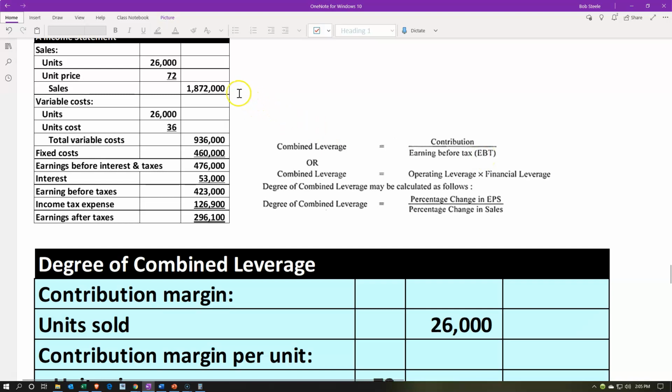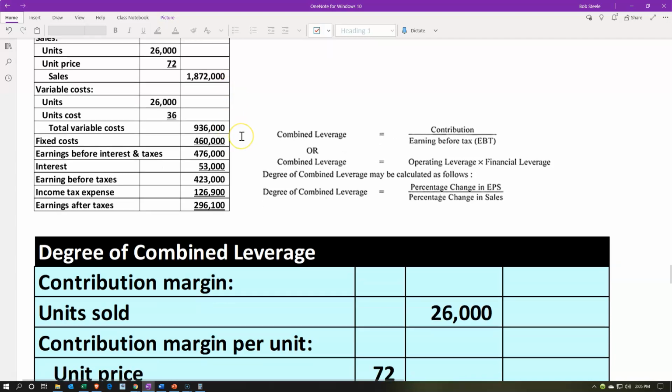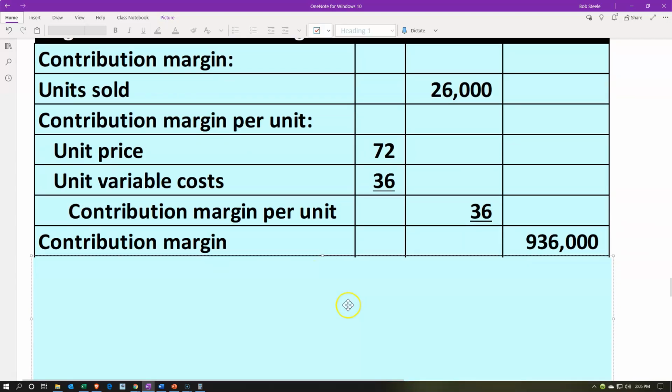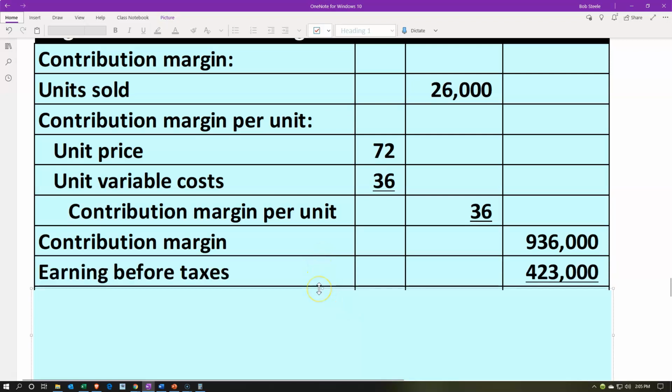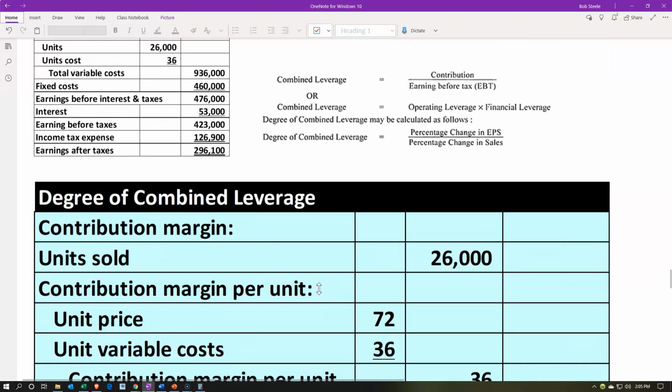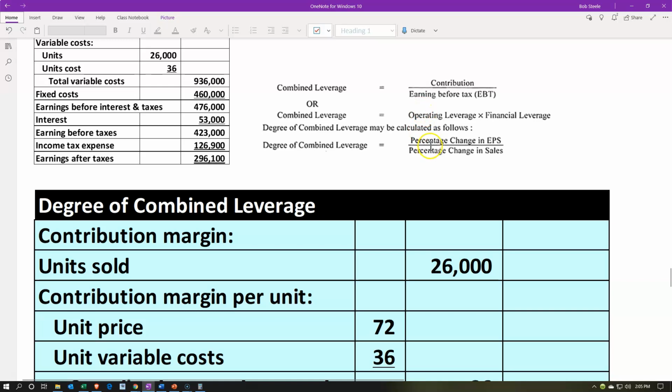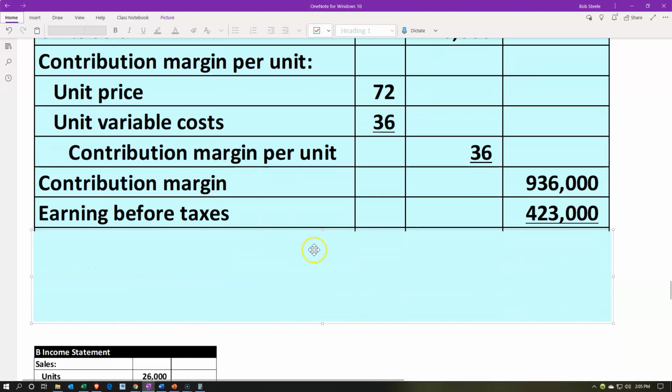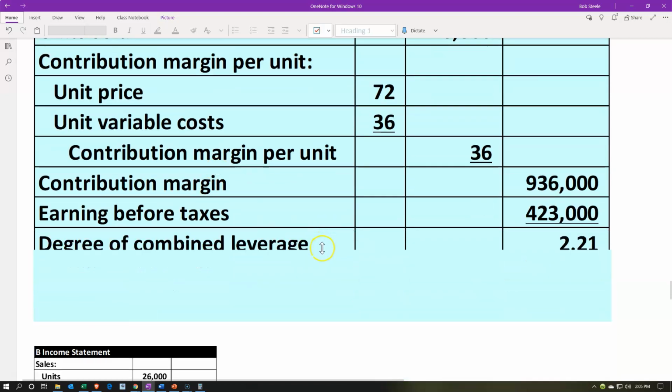We also could have taken the sales minus the total variable costs, which happens to be half of sales. Don't let that throw you off. You'd just have to subtract those two out and you'll get the 936,000. Then the earnings before taxes is going to be the denominator, which we're going to be picking up right here. It might also be called operating income. That might be the operating income number as well. We're going to divide that out, the 936 divided by the 423.